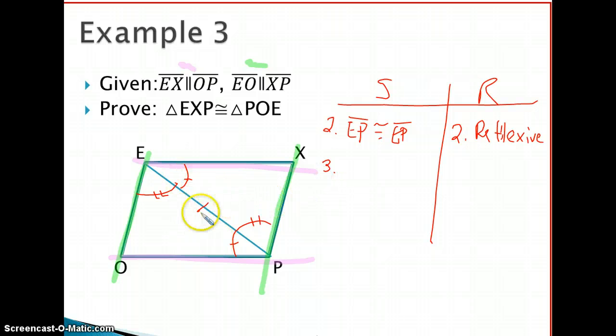But before I do that, I need to state that I've got those congruent angles I just marked up. Angle XEP congruent to OPE. Angle XPE congruent to OEP.